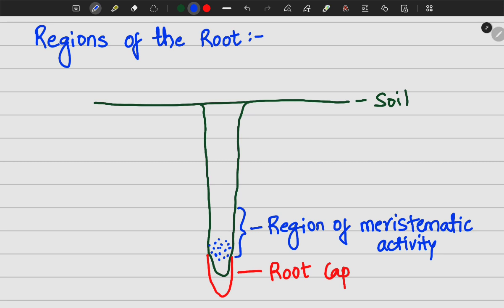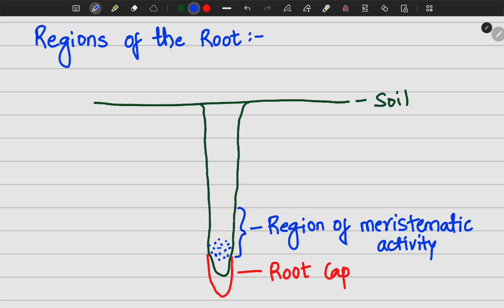Here mainly the meristematic cells are produced, which later modify into different kinds of cells in the root, and they show a very active cell division. So this is called the region of meristematic activity, which is a few millimeters above the root cap.